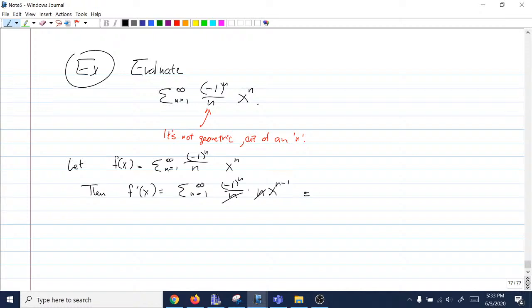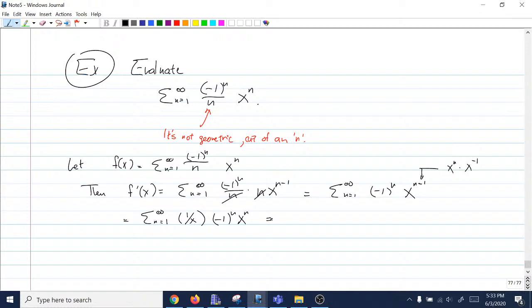This is the sum from n equals 1 to infinity of (negative 1) to the n, x to the n minus 1. I want to say this is geometric, but it looks goofy. This is 1 over x times (negative 1) to the n, x to the n. Like, this minus 1 is being a pain. I could re-index to get rid of the minus 1, but it's easier to rewrite this as x to the n times x to the minus 1. This is a constant I can pull out.